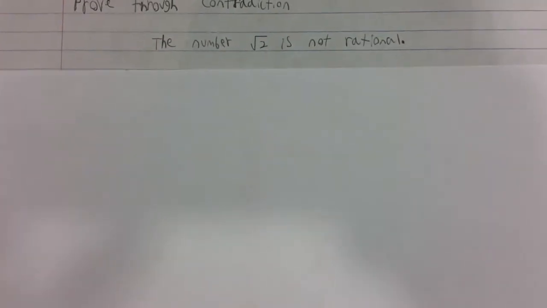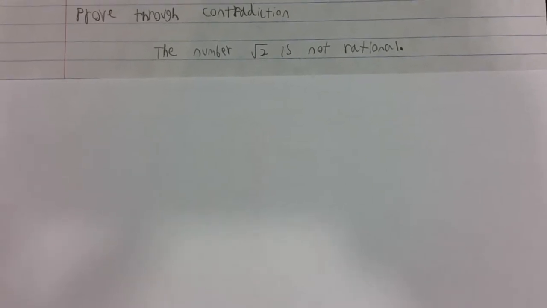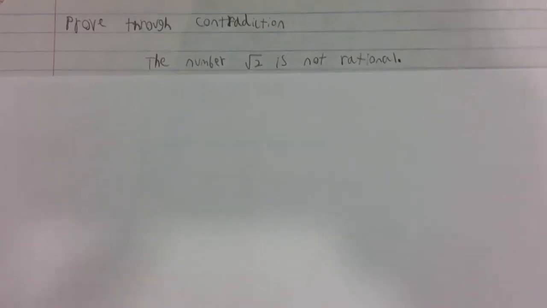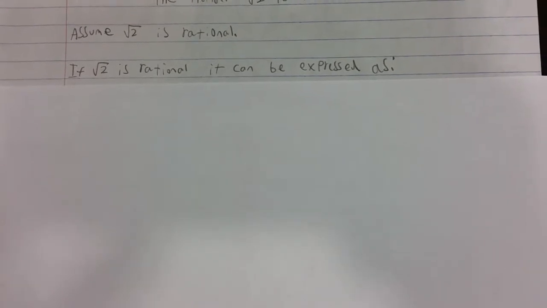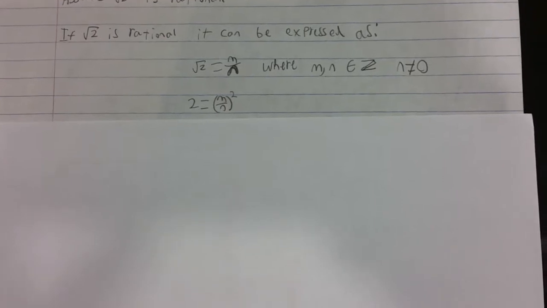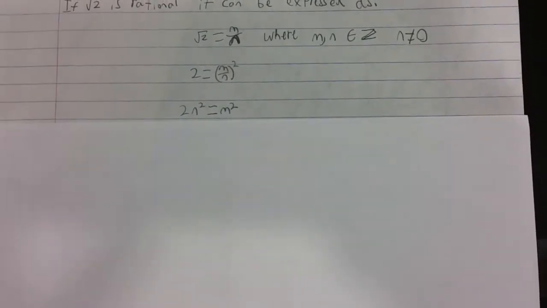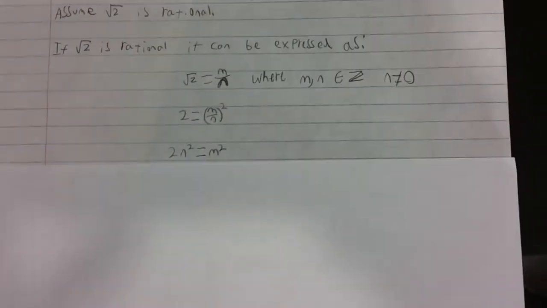Our first proof is through contradiction. The proof is that the number square root of 2 is not rational. So we will try to prove that the square root of 2 is rational. If square root of 2 is rational, it can be expressed as follows. Square root of 2 is equal to m over n, where m and n are part of all integers, and n is not equal to 0. So 2 is equal to m over n squared. 2n squared is equal to m squared.